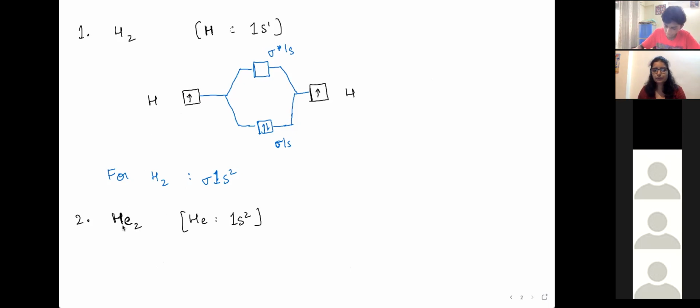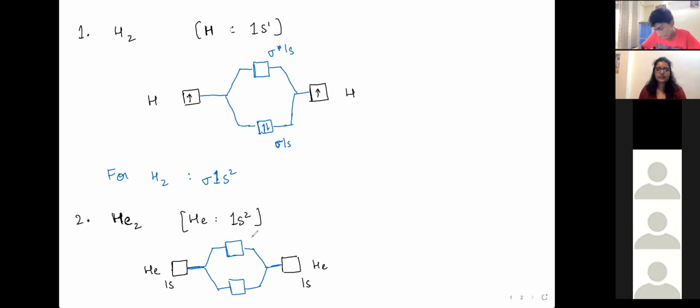We're considering He2, so that's 2 atoms of helium. So the energy level diagram will be very similar to what you have for hydrogen. So you have 2 helium atoms. This represents the 1s orbital. Now for the He2 molecule, again the same thing. If 1s combines, you get 2 of these, the anti-bonding at a higher level and bonding at a lower level. And it's the exact same thing. So this is again sigma star 1s, sigma 1s.